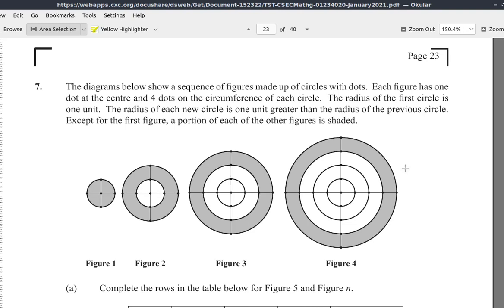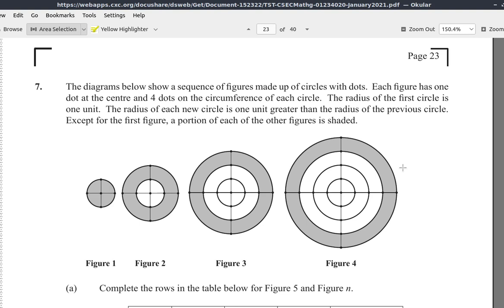Question 7 of the January 2021 CSEC Mathematics past paper. Let's see what's going on here. It says the diagram below shows a sequence of figures made up of circles with dots. Each figure has one dot at the center and 4 dots on the circumference of each circle. You can see that, right?